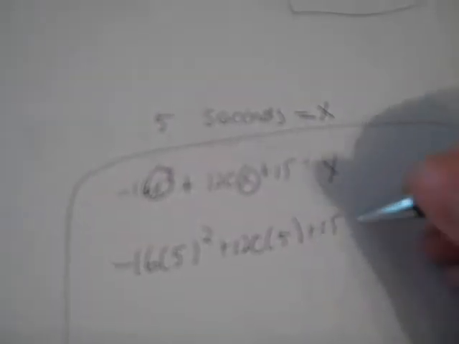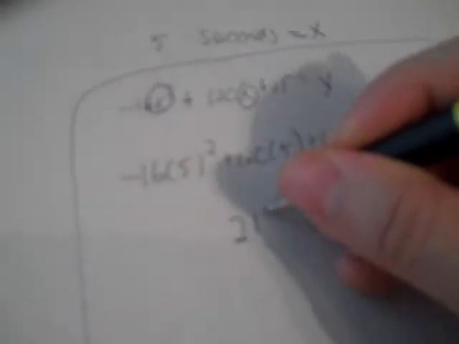Negative 16, parentheses 5 to the second, plus 120, parentheses 5, plus 15 equals y. Because to find y, you can just plug it in on the calculator. So negative 16 times 5 to the second, plus 120, parentheses 5, plus 15. And I got 215. And I can go ahead and put 215 feet.